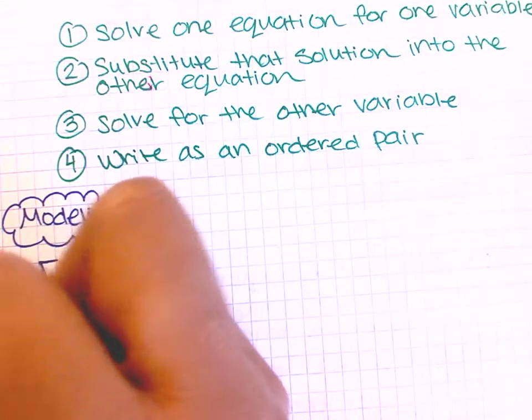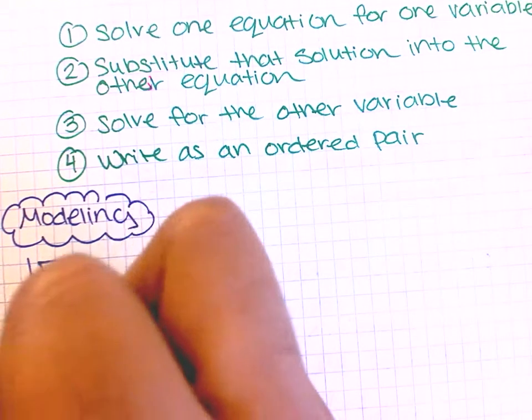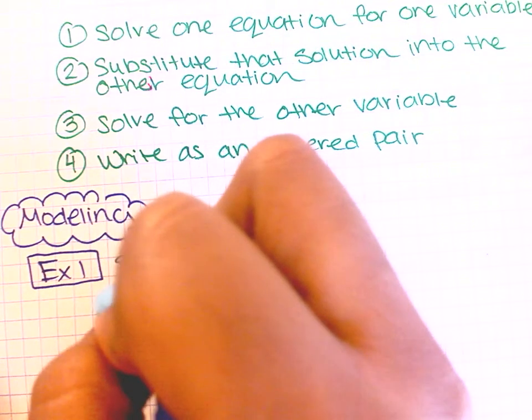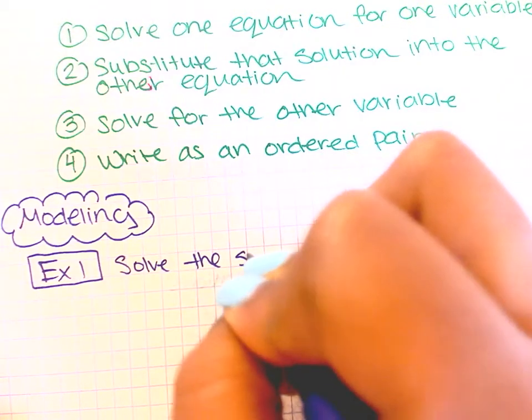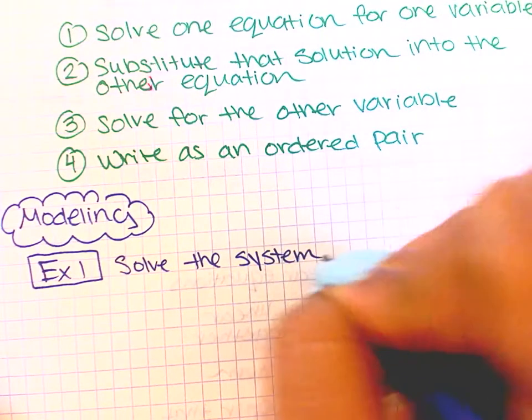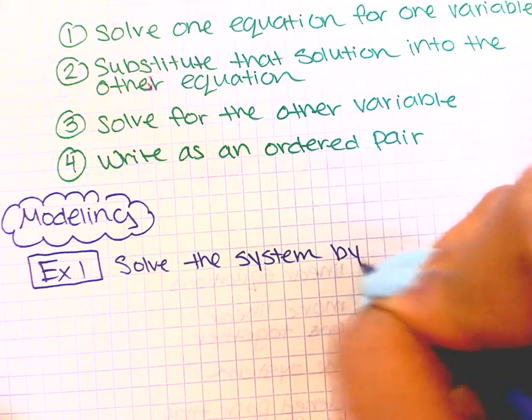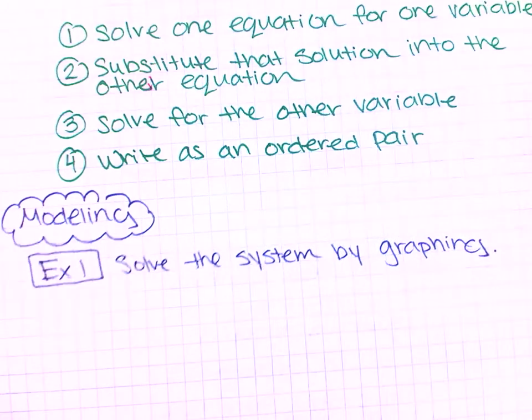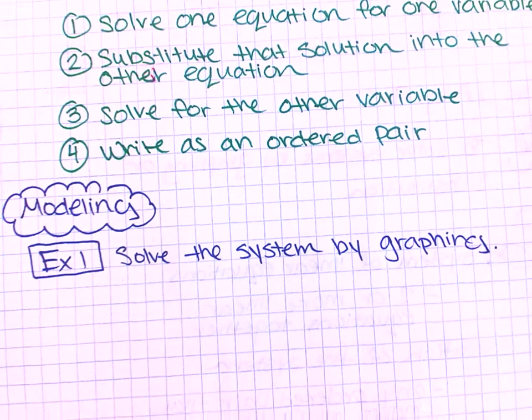So this is example 1. And it says solve the system of equations by graphing. So they're telling me I'm not using the substitution method, I'm using graphing. Solve the system. Please write the directions down, it's important for your homework. Solve the system by graphing.